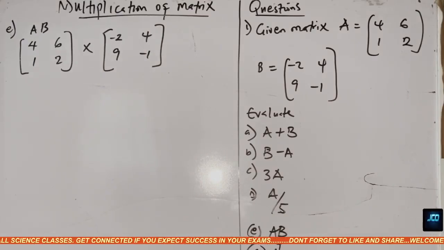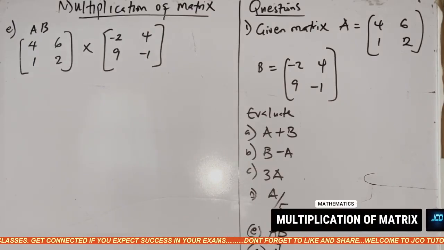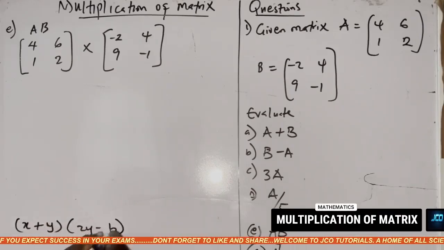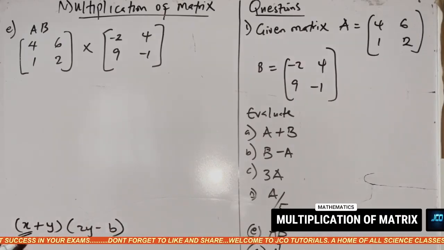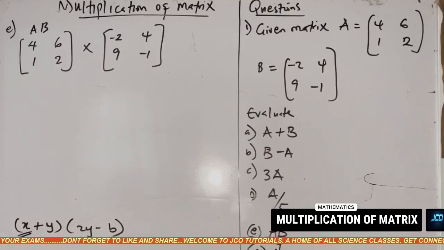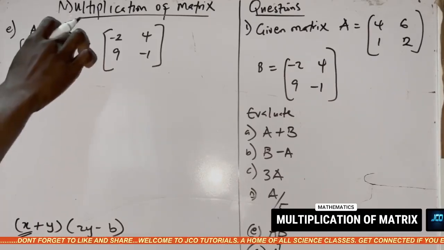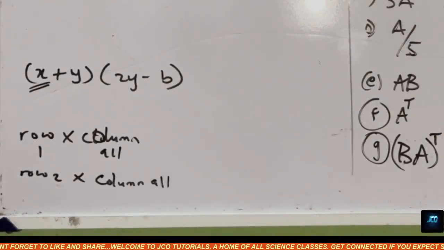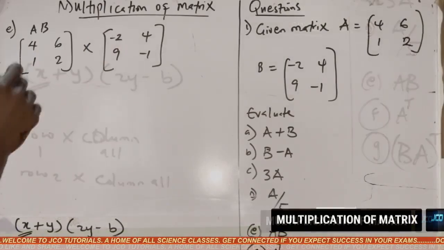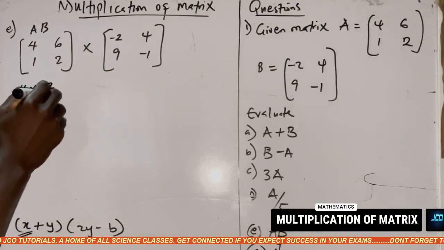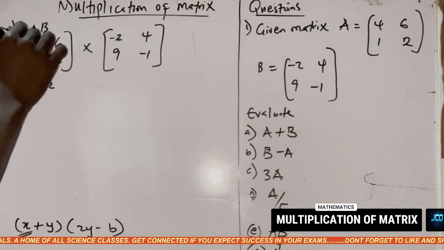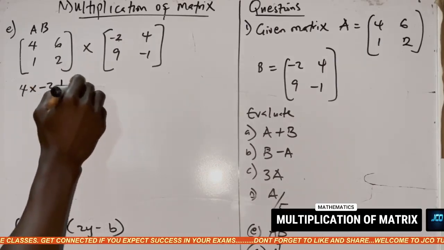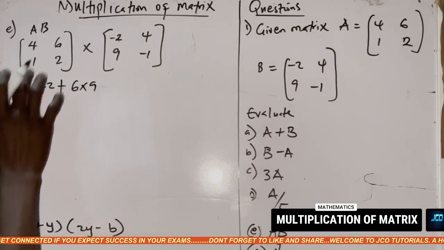It's like when you are doing an expansion of algebraic terms, x plus y, then 2y minus b. This is like the first row here, x, to multiply this column, then this column. So that's what is going on here. 4 and 6, they are like the first term to multiply this column and this column, and you must now multiply it by each unit. So 4 times -2, then 4 is the first, 6 is the second, 9 is the second, so 6 times 9.